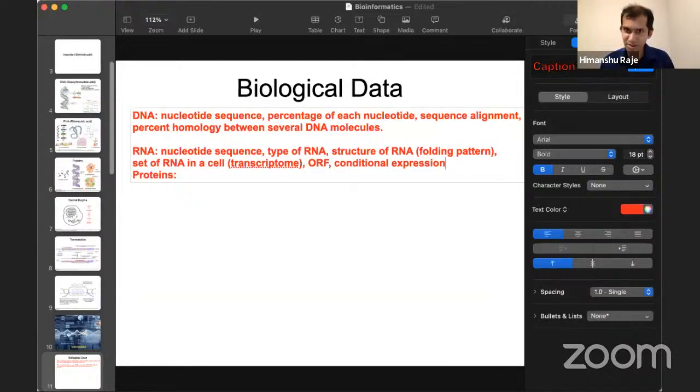Any other thing that you can think of for RNA? Otherwise we will go to proteins. We can always go back. What about proteins, people? What type of data can we have here? Protein sequence and structure, yes.